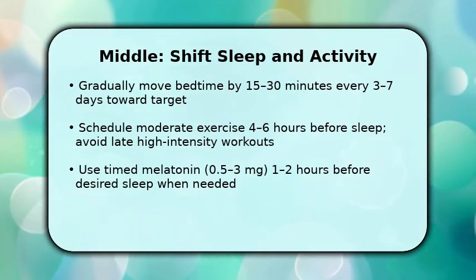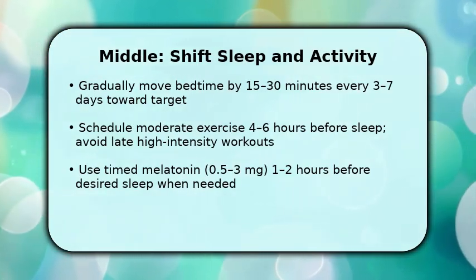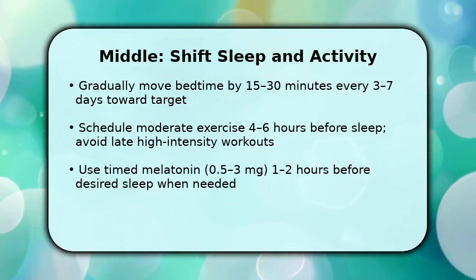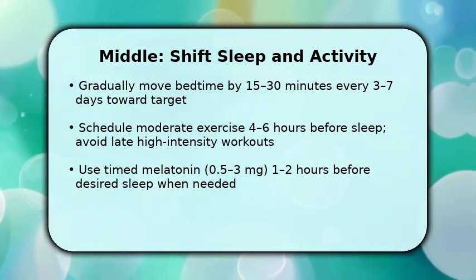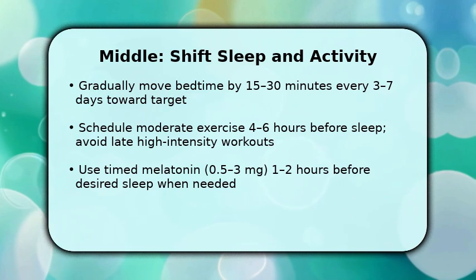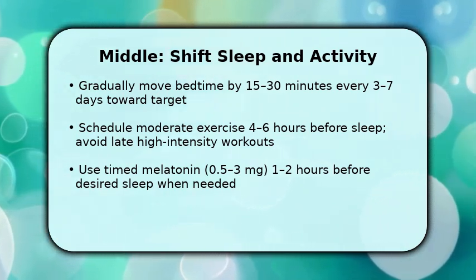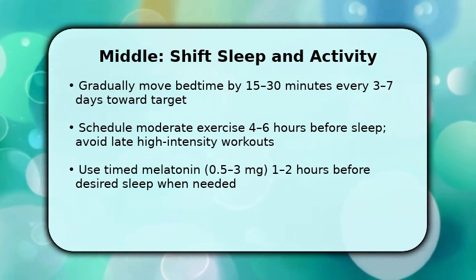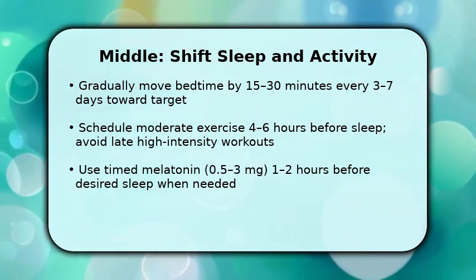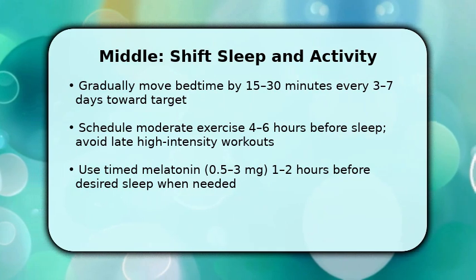You now execute the phase shift. Change bedtime in 15 to 30 minute steps every 3 to 7 days so your body adapts without rebound sleep loss. Make physical activity a daytime anchor. Exercise 4 to 6 hours before bedtime to boost sleep pressure. Avoid intense workouts close to sleep because they delay onset.